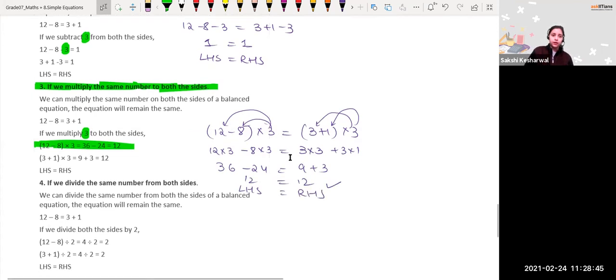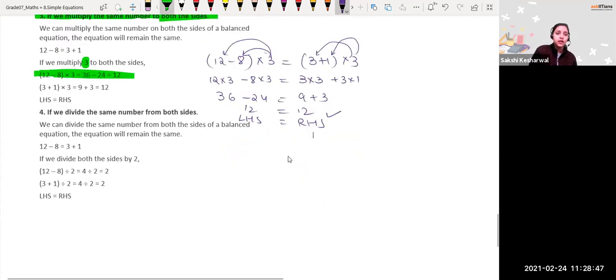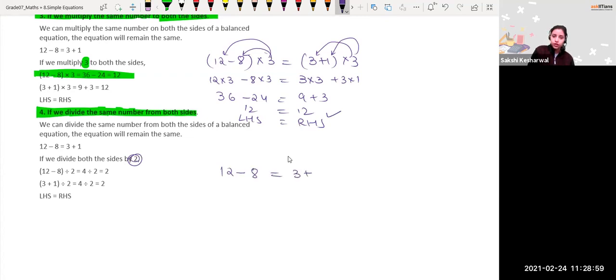Now just see the second part. What is the fourth part? It says that if we divide the same number on both sides, right? Now it says that over here, you're dividing by 2 on both sides, right? So it's written 12 minus 8 is equal to 3 plus 1. You're dividing this by 2 and dividing this by 2. Now give the close observation. Now if you see this, 12 minus 8 is what, beta? 4. 4 divided by 2 is what? And 4 divided by 2. So you see this 2 divided by 2. This is equal to what? This is equal to 2 and this is equal to 2.